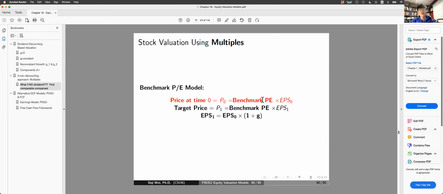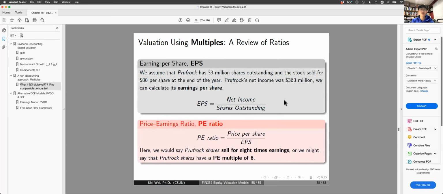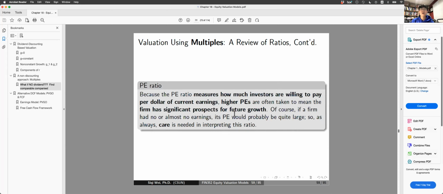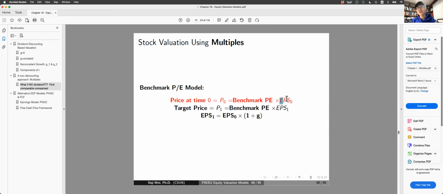So let's take a look. We can find a benchmark PE ratio, and we can also easily get the EPS of the company we are looking at. So what is EPS? Again, it's the ratio of net income over number of shares outstanding, so basically how many shares there are on the market. This measurement is not very hard to find. You just need to go back to the accounting statement and extract the EPS at T0.